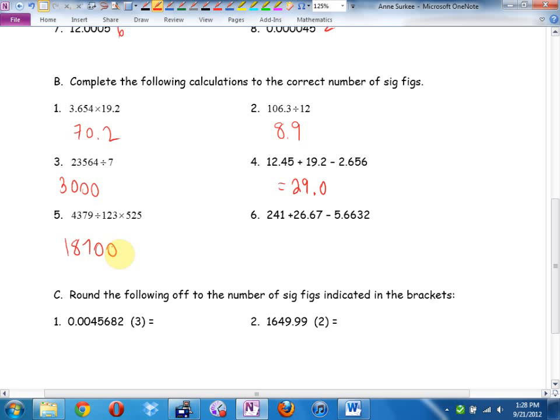Number 6. How many decimal places does this last term have? 4. How many decimal places does the middle term have? 2. How many decimal places does the first term have? 0. I'm going to round off to no decimal places. And again, it's nothing to do with how many sig figs there are. It's what decimal places you know when you're adding and subtracting.